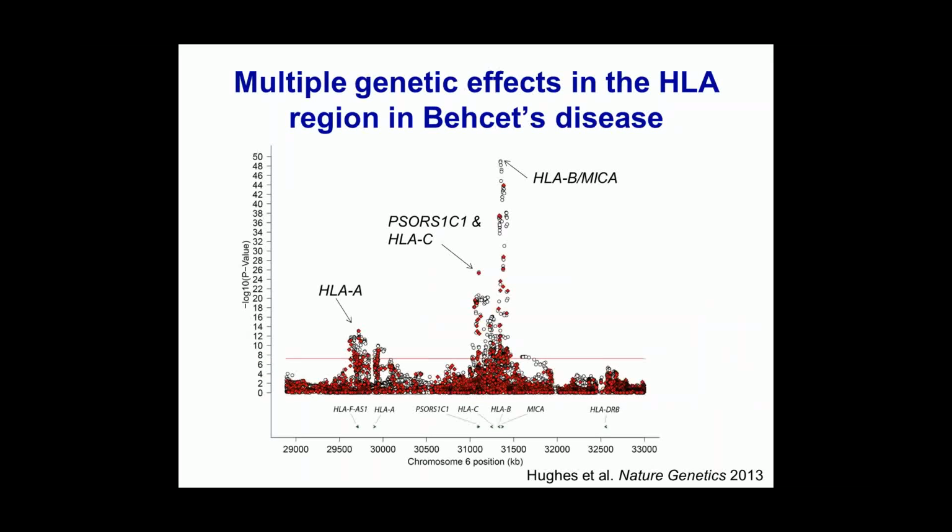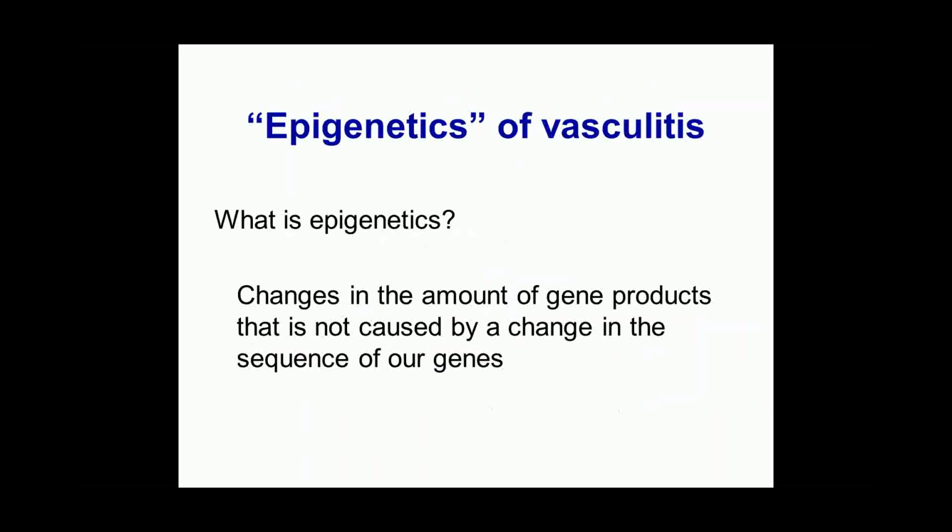In Behcet's disease, we learned that the HLA is more complex than we think. The HLA association, in fact, is at least 4 different associations, and it might involve regulation of the gene expression, not just changing the protein itself, but regulating how these genes are expressed might be involved in the risk of Behcet's disease, and we're working and trying to elucidate more mechanisms in this regard.